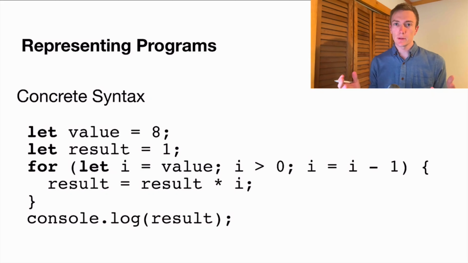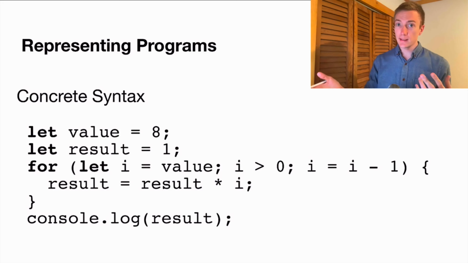Of course, the most obvious way to represent programs is as text, that is, as concrete syntax, the actual things that you type into a text editor when you're writing a program. So that looks like this for a JavaScript language, for example. It has lots of really nice properties.